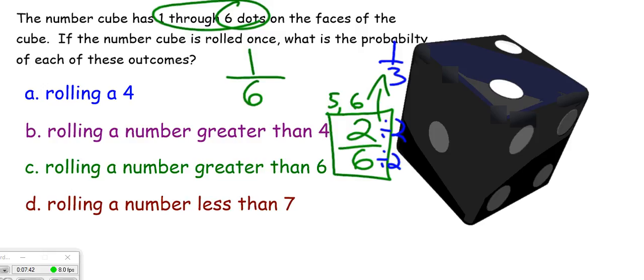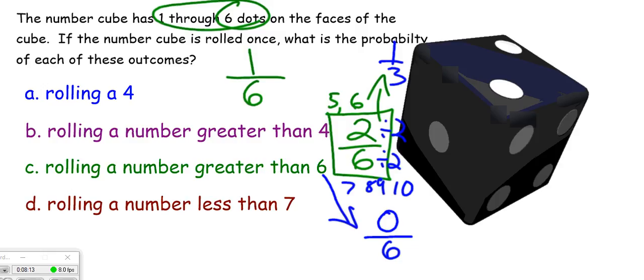Letter C then, rolling a number greater than 6. So what numbers are greater than 6? That would be 7, 8, 9, 10. How many of those numbers are on a 6-sided cube numbered 1 through 6? None of them are. Exactly. So our answer to C is going to be 0 out of 6, right? So that is impossible. It is impossible to roll a number greater than 6 with only 1 cube.